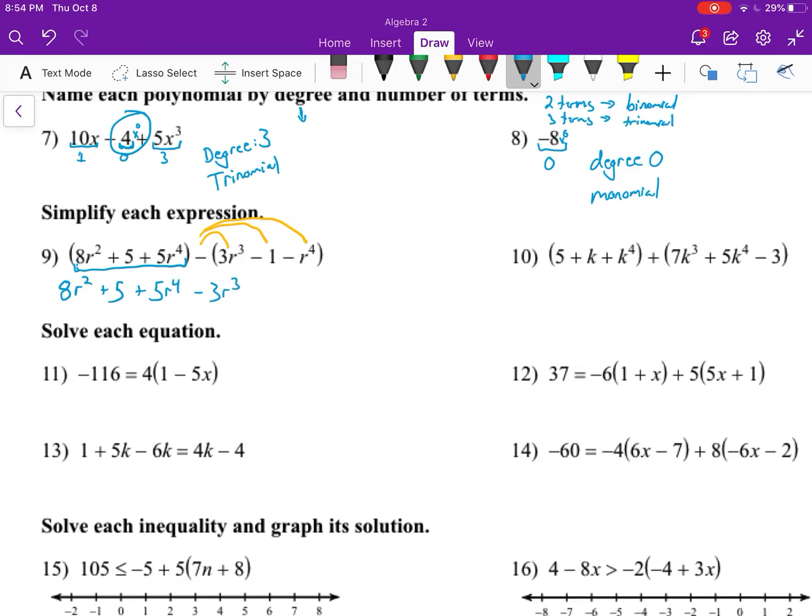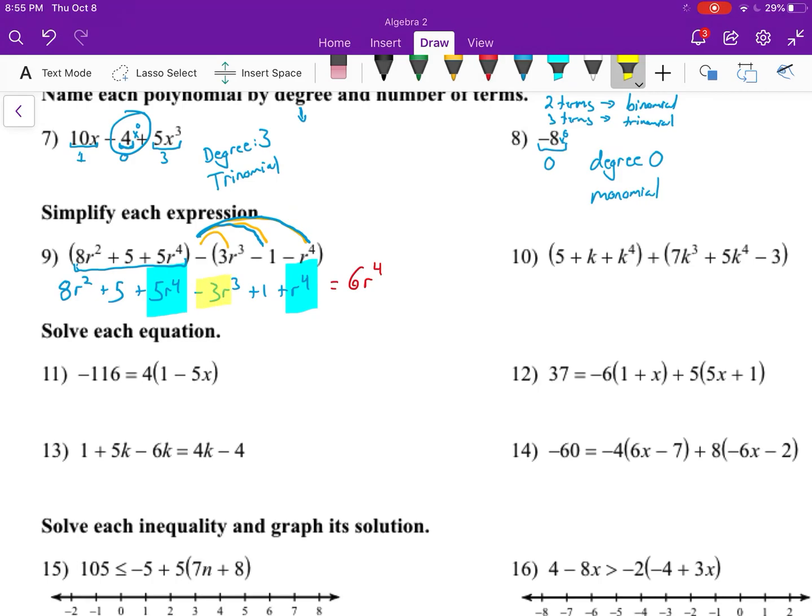So -3r cubed, the negative to the -1, so this one right here, is going to be +1. And then the negative distributed over here is going to be plus r to the 4th. And now again, we only add like terms. I usually like to start with the highest exponent. So here's a to the 4th power, and here's another to the 4th power. So we can add those. And those give us 6r to the 4th. We do nothing with the exponent. The exponent stays 4. So 5r to the 4th plus r to the 4th is 6r to the 4th.